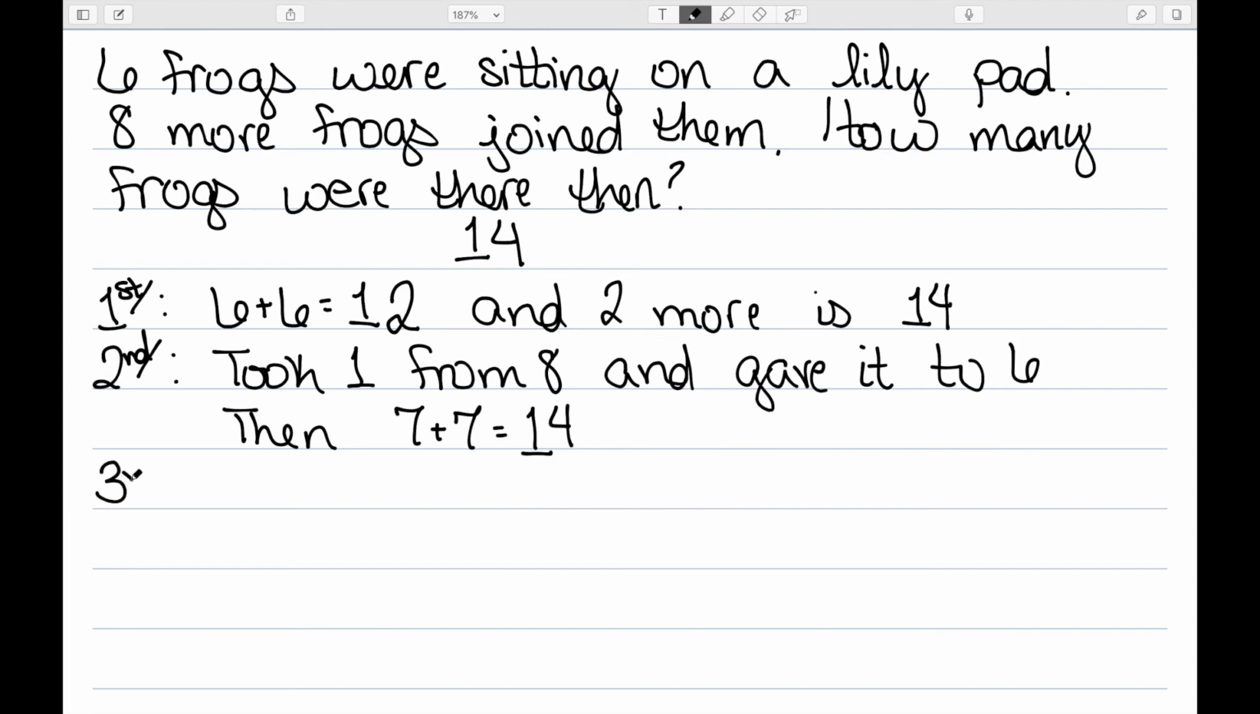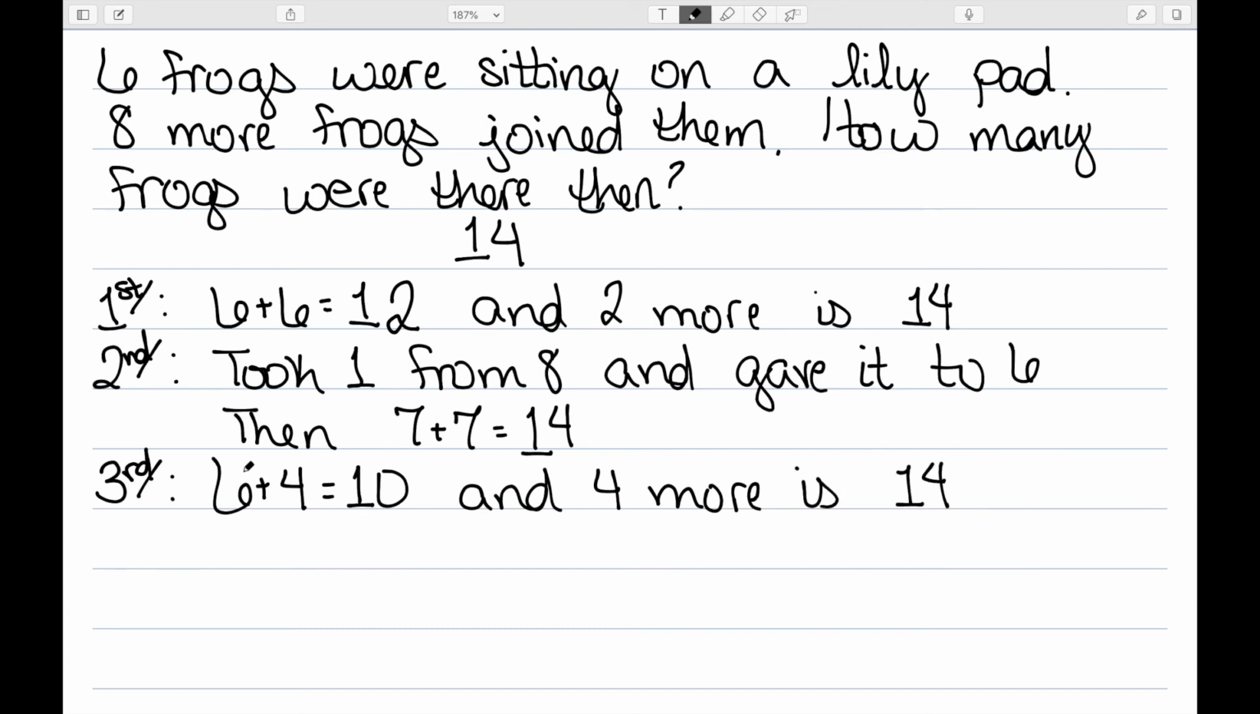My third student said that they knew 6 plus 4 is equal to 10, and 4 more is 14. So they were able to start with the 6, realize how many they needed to get to 10, and then added the additional 4 more that they needed to get to the full 8.